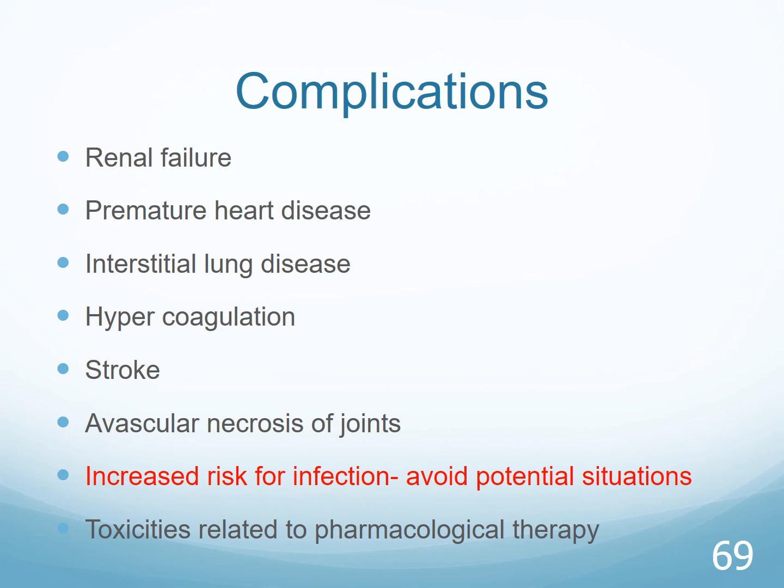Complications: renal failure, premature heart disease, interstitial lung disease, hypercoagulation. They may have a stroke, avascular necrosis of joints. There is an increased risk for infection for this population. So they need to avoid potential situations. I know that we're all avoiding these potential situations now. We are all avoiding crowds right now. But if we were back to the norm, this is not someone that you could take to a baseball game. This is not someone that you could take to a very crowded place. This is someone that needs to avoid any place where there are going to be large crowds. They need to be in the more isolated areas because of the increased risk of infection.